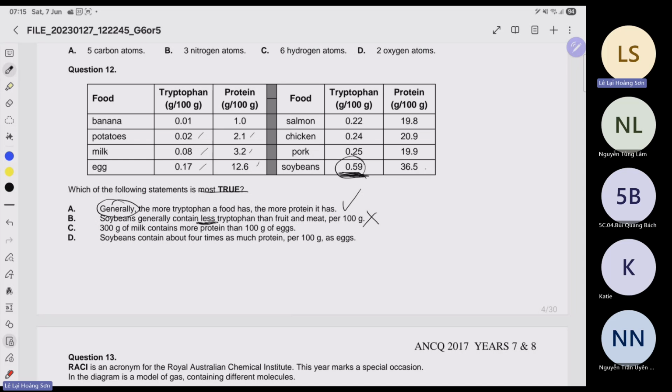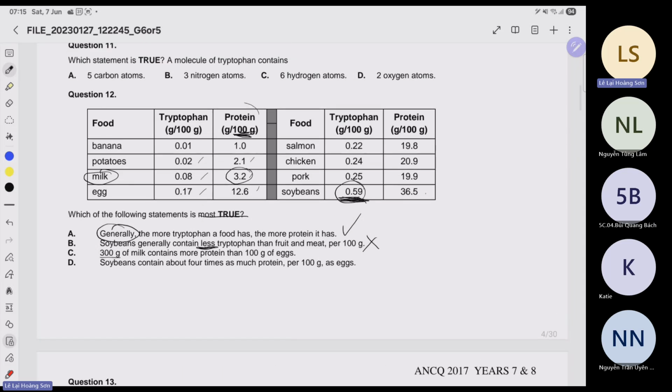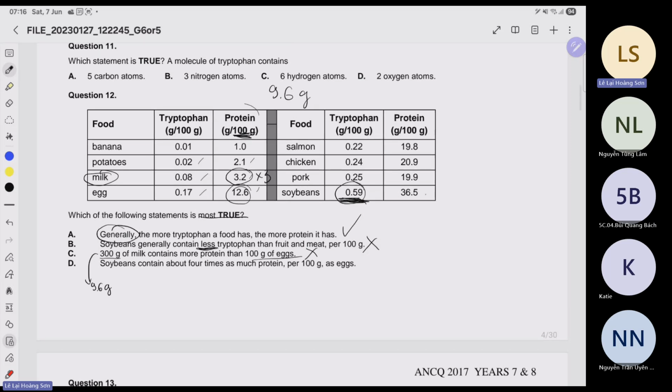300 grams of milk contains more protein than 100 grams of egg. All right, milk is here. Okay, so this is the amount of protein in 100 grams of milk. So if you want to calculate for 300 grams of milk, multiply by 3, right? So you have 9.6 grams of protein over here. Okay, let's take a look at 100 grams of egg. Egg is here. 100 grams of egg contains 12.6, which is more than 9.6. So this statement is incorrect.